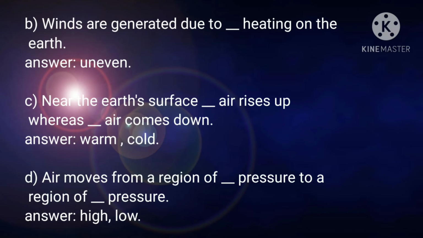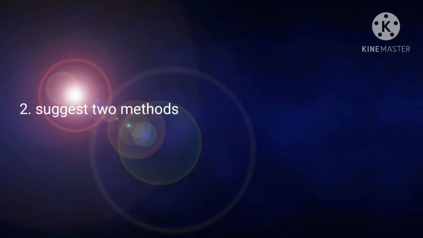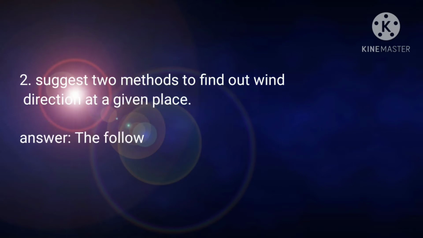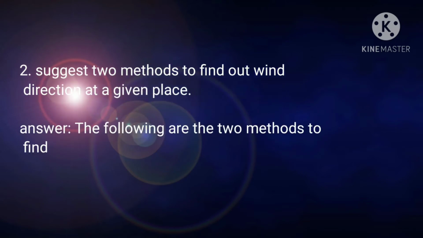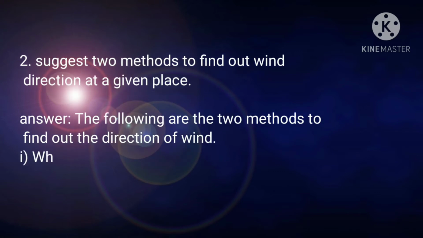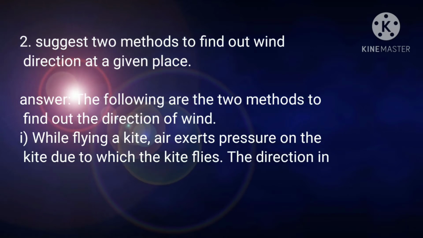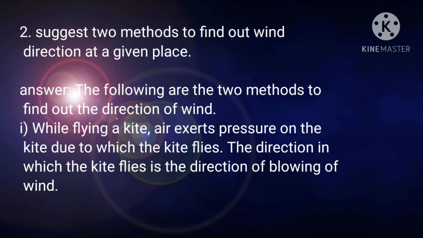Next, question number 2. Suggest 2 methods to find out wind direction at a given place. Answer. The following are the 2 methods to find out the direction of wind. 1. While flying a kite, air exerts pressure on the kite due to which the kite flies. The direction in which the kite flies is the direction of blowing of wind.